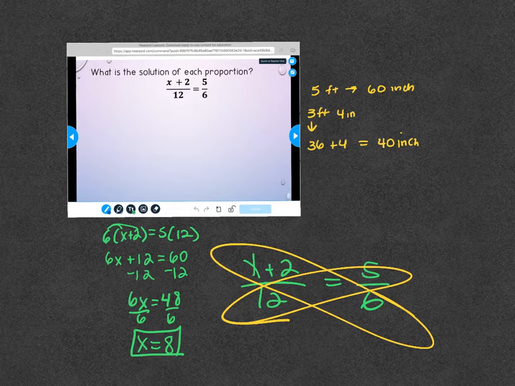Yep, Michael. Where did you get the 12 from? From 6x? I distributed the 6, so this was in parentheses, right? That 6 has to go to both the x and the 2. And I would say that's probably one of the most common mistakes that people made on the quiz, not distributing it to both. You got to distribute it to both. That 6 gets multiplied by both the things that are in that top corner.